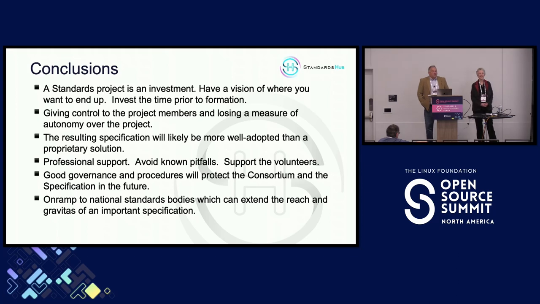Get help, get professional support. Avoid known pitfalls. Don't make it up on your own. This is not a creative enterprise. And get the help so you can support your volunteers, because it's a lot of work. Good governance and procedures protect the consortium, protect the members, and they protect the specification in the future. They're very important.